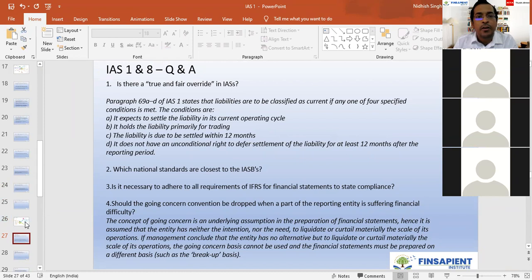Is there a true and fair override in IAS? So true and fair override means, can the true and fair principle override the requirement of an IAS or IFRS standard? The answer is yes.